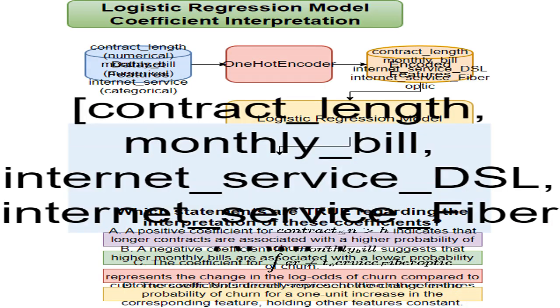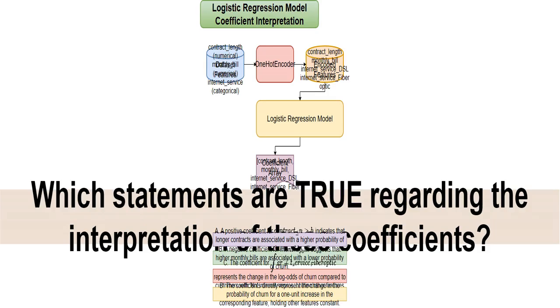This statement is incorrect. A positive coefficient means longer contracts are associated with higher log odds of churn, not necessarily a higher probability. Remember, the sigmoid function translates log odds to probability. That relationship isn't linear.